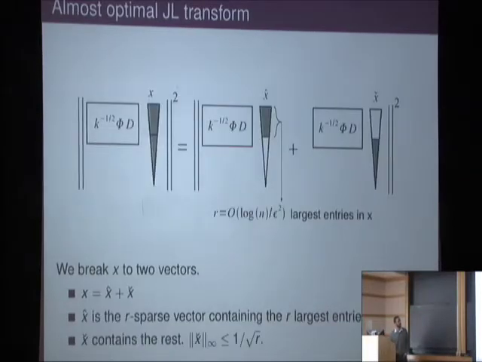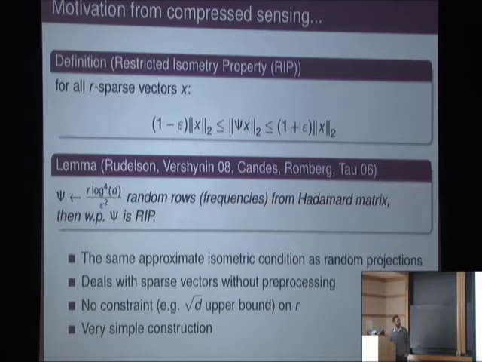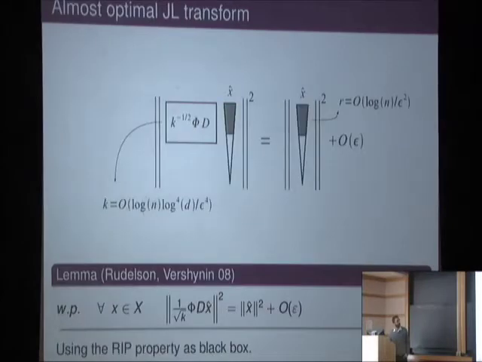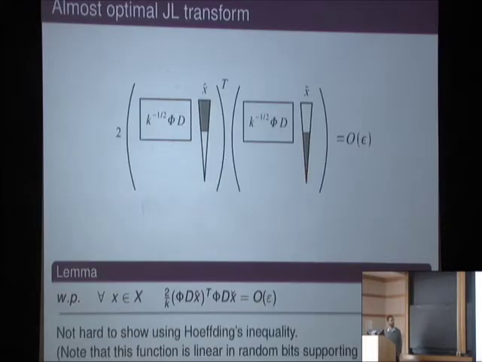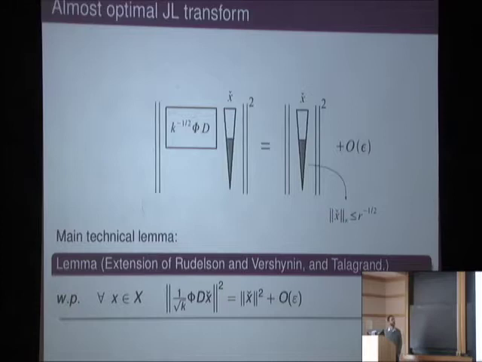Just to recap, what's happening here? The x high terms were just given to us for free from the RIP property. The cross terms were small just because of Hoeffding or Chernoff or something. And then the concentration of the x low was given by this extension of the Rademacher and lemma.